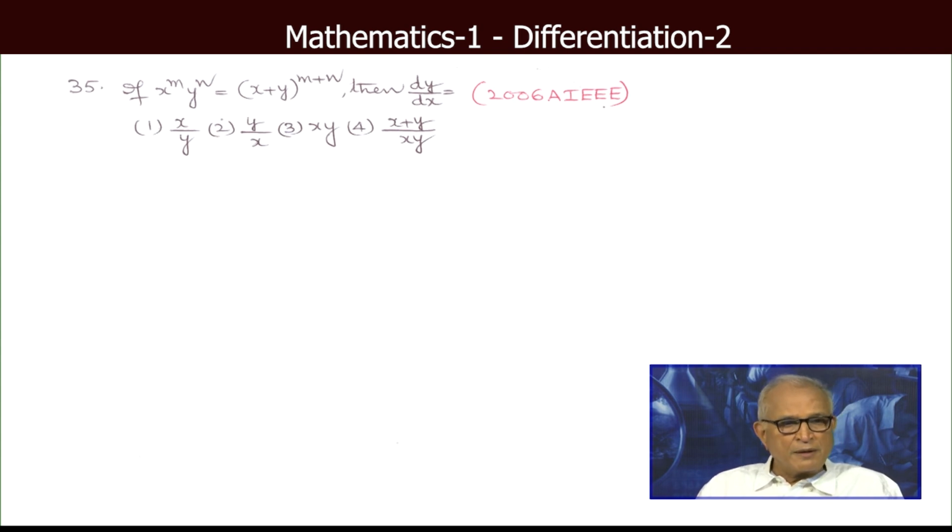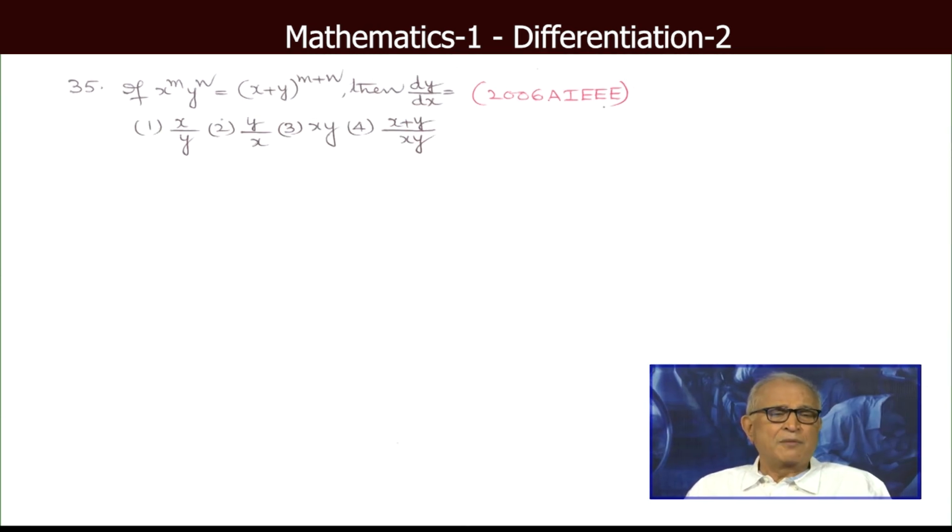So, here x power m into y power n equals (x plus y) whole power m plus n. What is the derivative dy dx? Okay, exponents m and n, nothing is said about m and n. In the absence of any clear indication, the values of m and n should be understood as real numbers. When the exponents are real numbers, bases must be positive, no way around it. x power m is defined only when x is positive, as long as m is a real number. Also y power n is defined only when y is positive, when n is a real number, whether rational exponent or irrational exponent, no matter. As long as it is a real number, the base must be positive. So it is clearly understood in the question that x and y are positive.